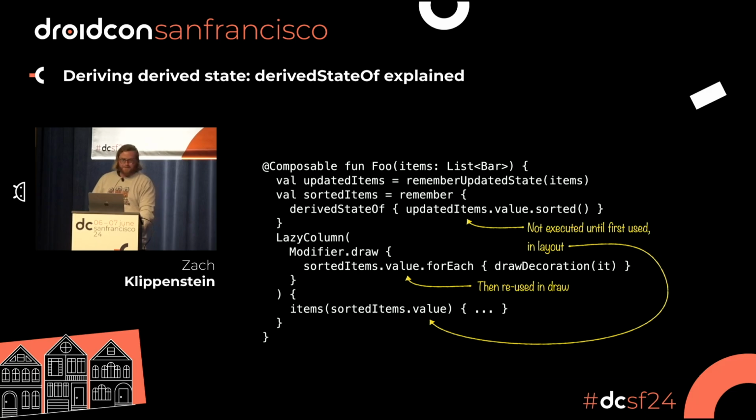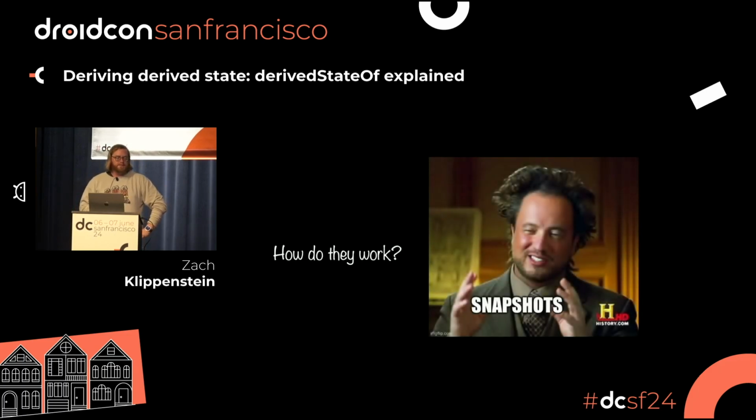Now let's talk about caching. So this is a slide I showed earlier. We've got our lazy column with some items that we're sorting and drawing a declaration. So before we talk about caching, we need to kind of understand how snapshots and state objects work.